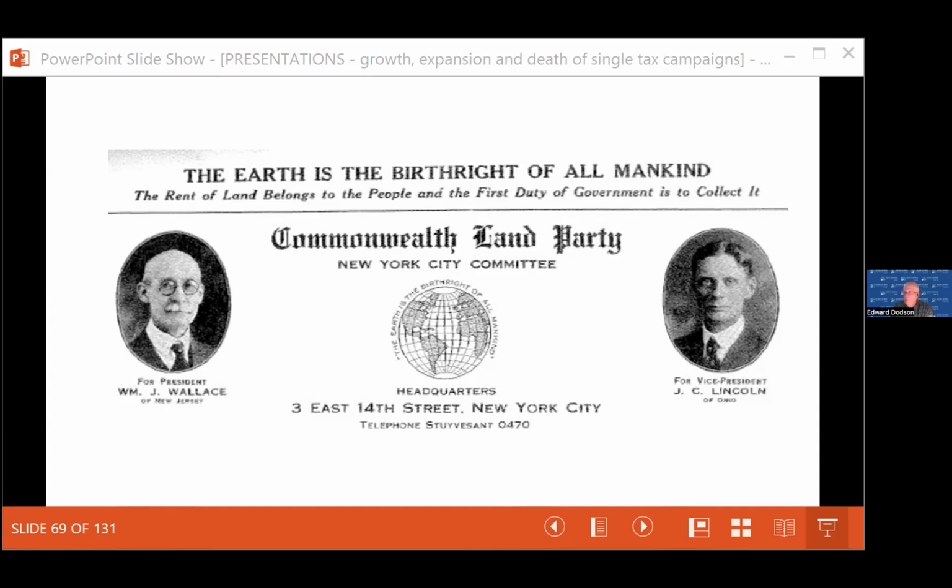Through some internal discussion, the top people in the movement decided that they might have better luck if they changed the name of the party to the Commonwealth Land Party. And that's what they did. The candidates they ran for president and vice president were William J. Wallace of New Jersey and John C. Lincoln ran for vice president. John C. Lincoln was a businessman from Ohio, and we'll talk a little bit more about him.